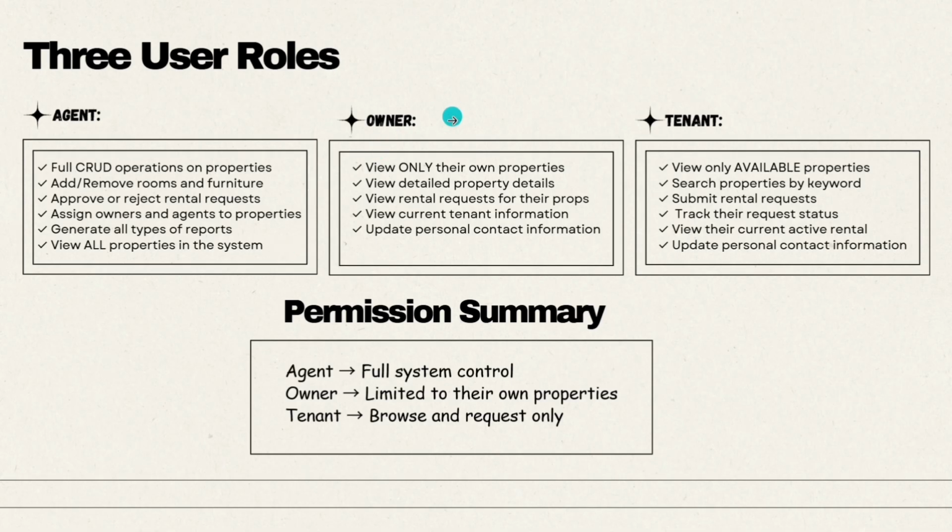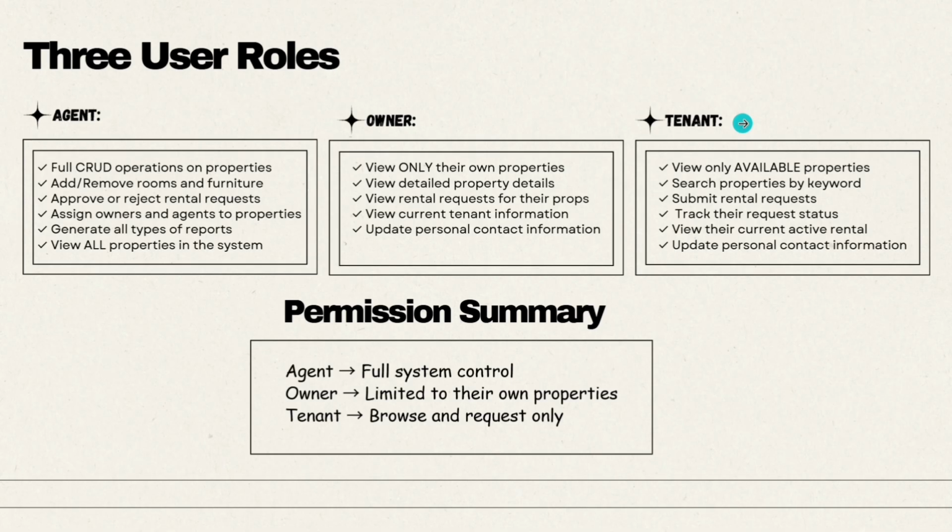Next, the property owner has limited and focused access. They can only view their own property, check rental requests for their property, view current tenant information, and update their personal contact details. But they cannot see other owners' properties.